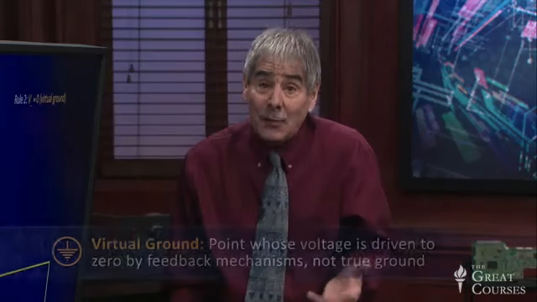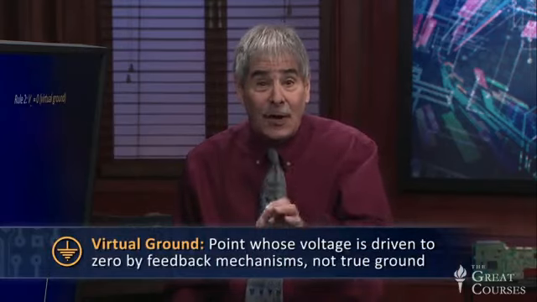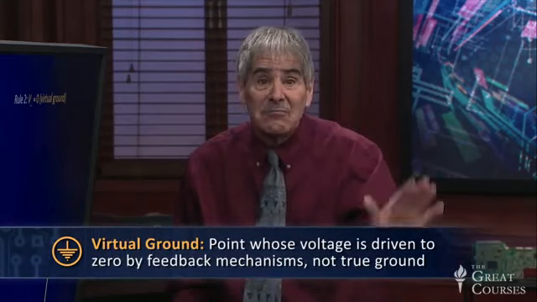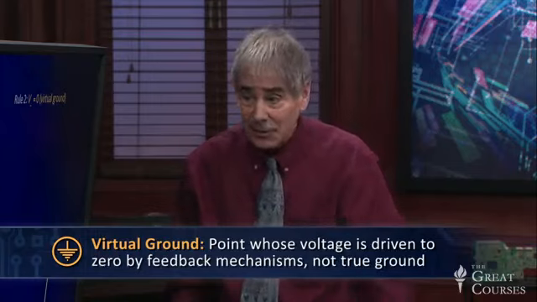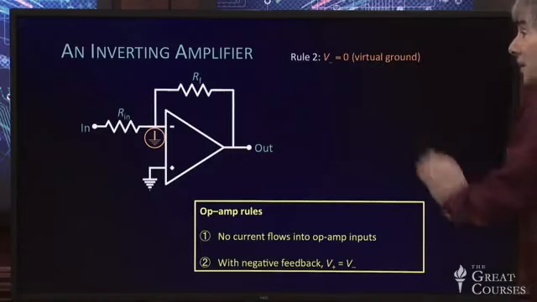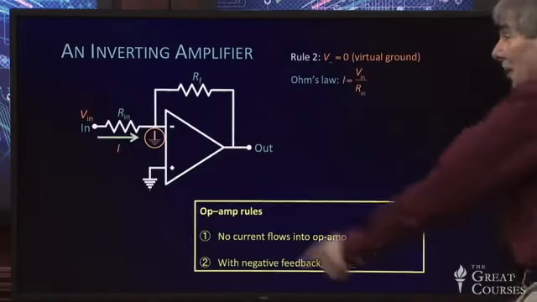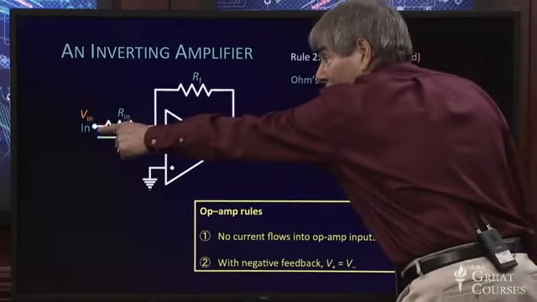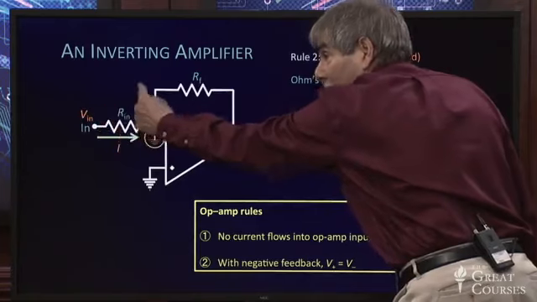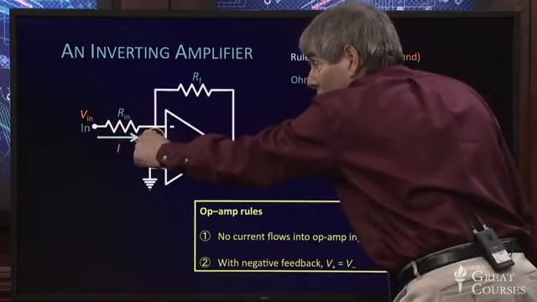Once again, it's not really connected to ground, and that's important for the workings of the circuit. But as far as that input resistor and whatever's connected to the other end of it, on the other side of the input resistor is ground. Not really, but that's what the circuit acts like. So rule 2 tells us that V minus is 0. We've got a virtual ground there. So the input voltage thinks it's just applied across a resistor, the other end of which is grounded.